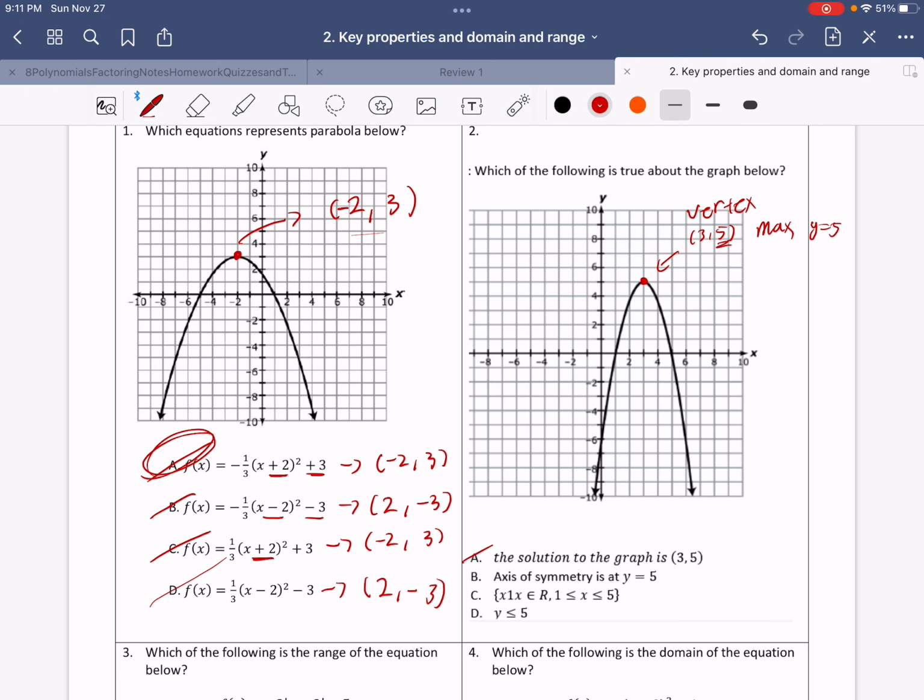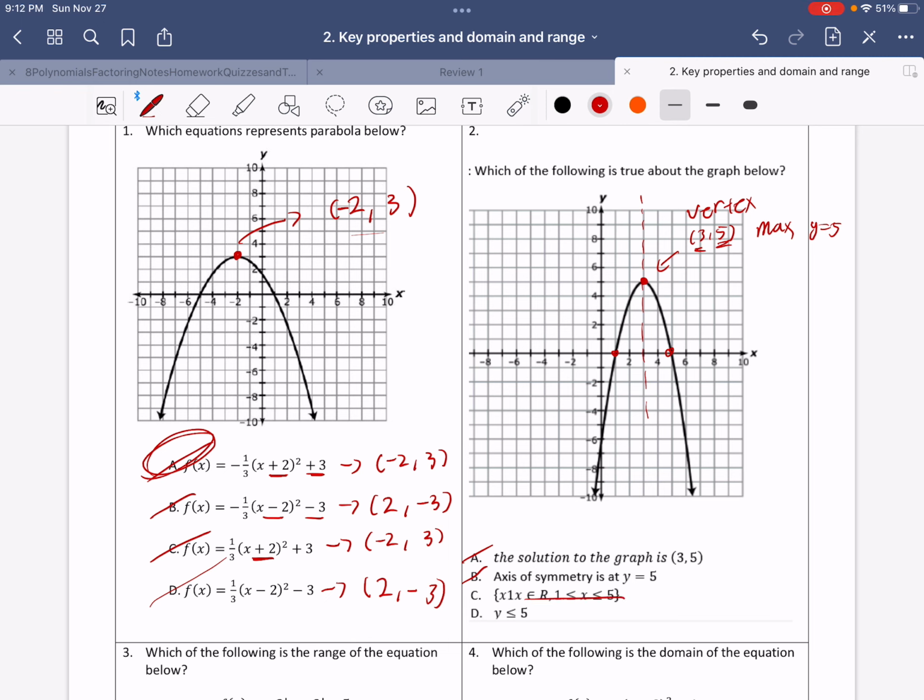Axis of symmetry at y equals 5? No, we call that the maximum. The axis of symmetry should be what? x equals 3, which is the first number. So that cannot be the answer. Domain is 1 to 5? No, those are the solutions.